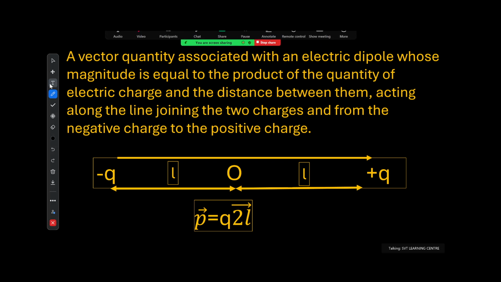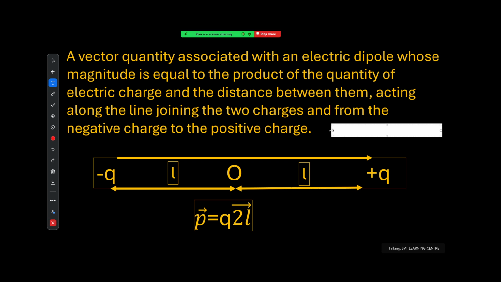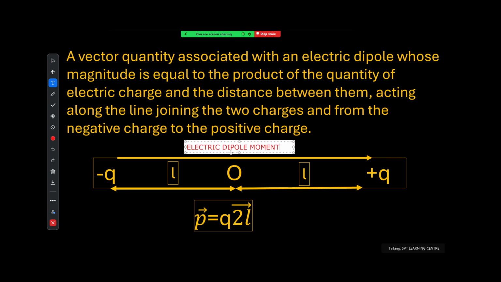So this thing is called the electric dipole moment. Now remember that there is another type of moment also called the magnetic dipole moment, but here we are referring to the electrical dipole moment.